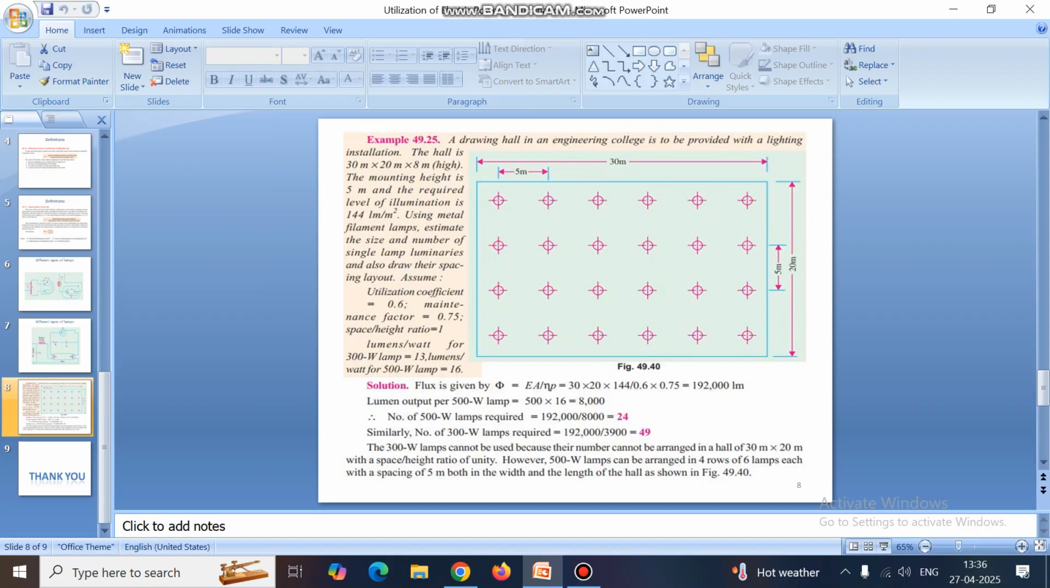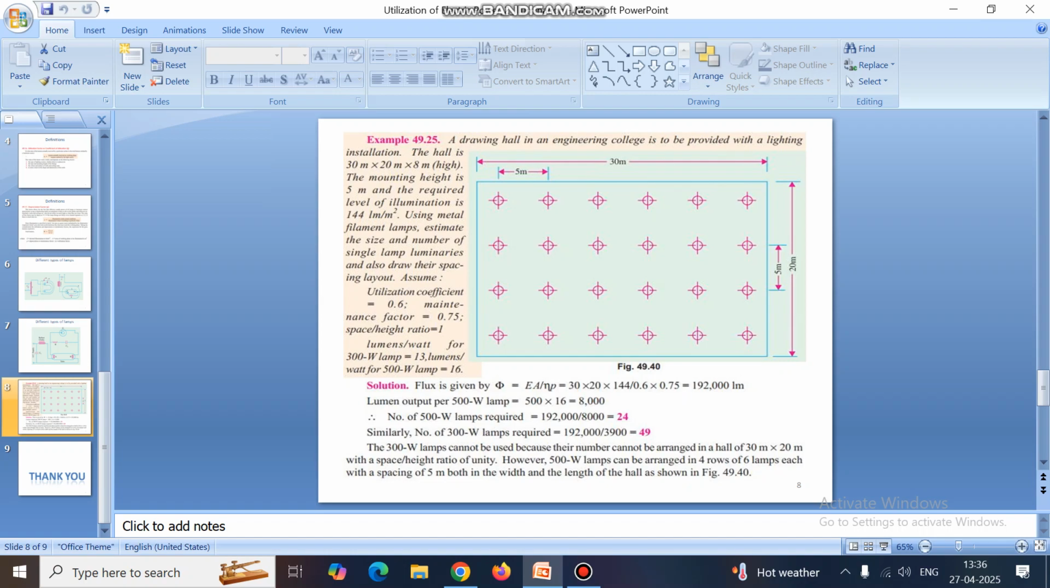Second step is calculation of flux. The flux is calculated with the help of the formula E A by eta P. E value is 144, A value is 600, eta value is 0.6, and P value is 0.75. So by calculation the flux is 192,000 lumen. Now how many bulbs are required?